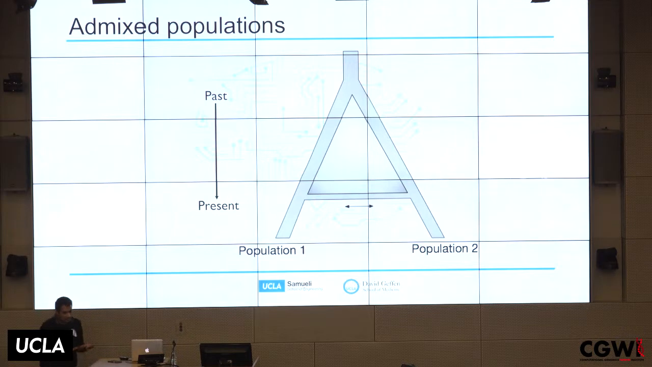So what is admixture? The basic process that's happening is you have a single population that splits at some point in the past. These two populations separate from each other, so their genomes diverge. And then there is some other point later on when these two populations come back together and mix. And so the resulting population is what we call an admixed population.